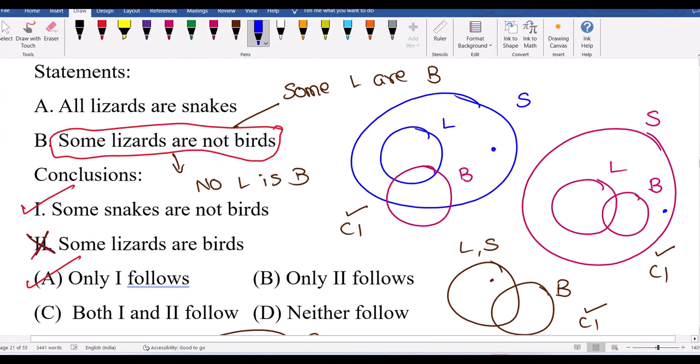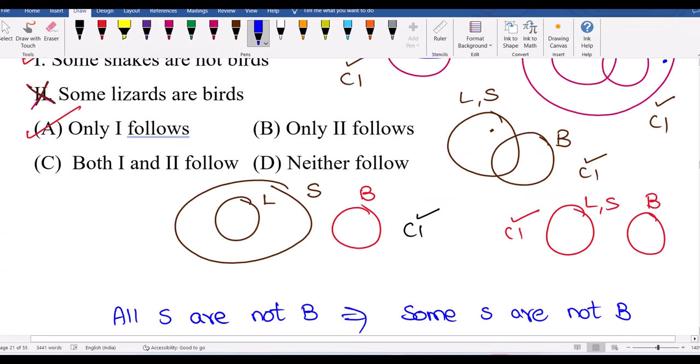Somebody said neither nor. Okay, if that is the case, let me know the diagram from your end, where it failed. First one failed? When there is no connection also, we can take some. We can take some even then. How, sir? When all students are good, it is compulsory that some students in my class are good. If all students are good, then certainly some students in my class are good. That's why whenever all is there, some is granted.